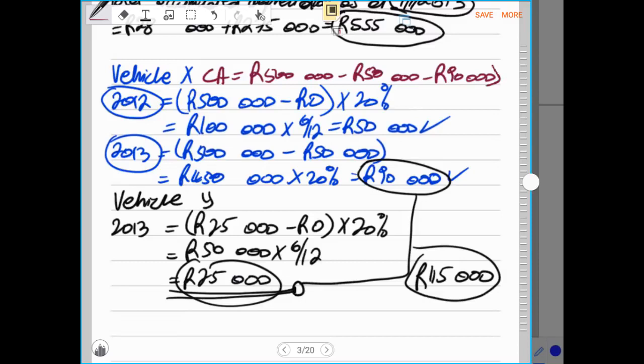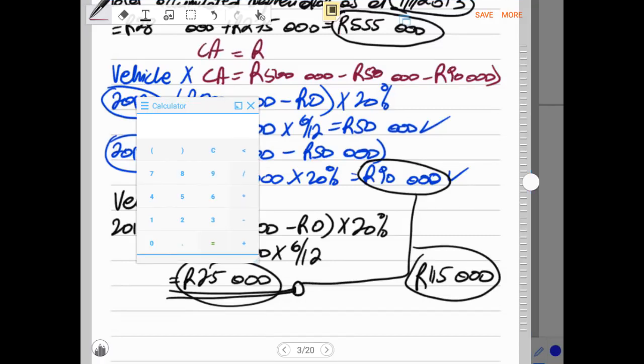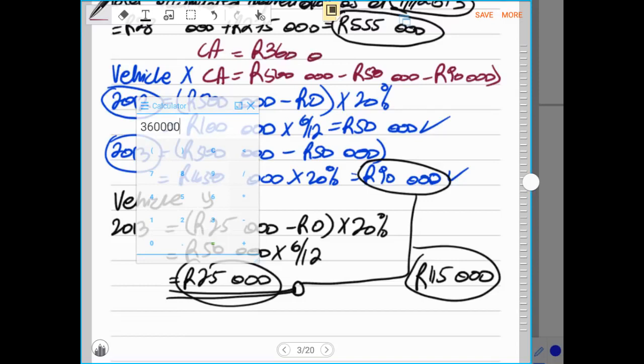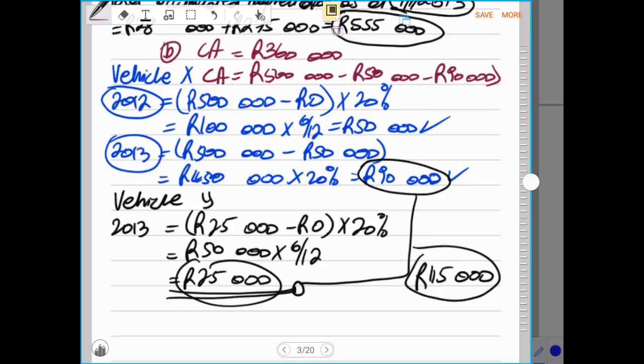Then let us see how much we get as the carrying amount for this vehicle. Sorry for just squeezing the calculations. As long as you see where the calculation is: 500,000 minus 50,000 minus 90,000. So the carrying amount will be 360,000 rands at the end of December in the year 2012. So now we have calculated that, which was part of the requirements, 360,000. This was number B, so we have done that too.